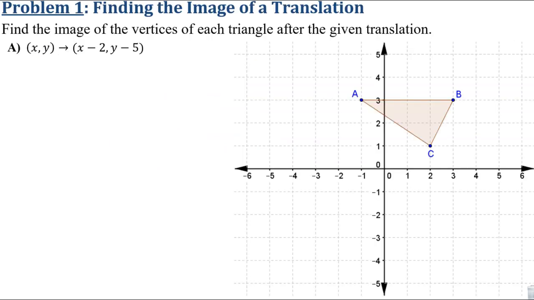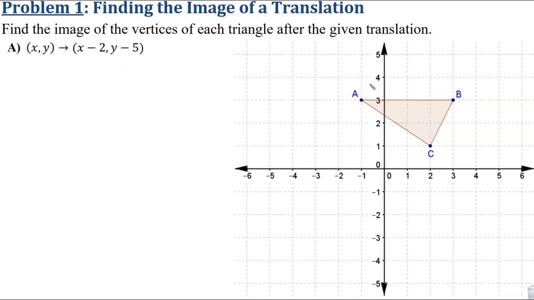So let's make some translations happen. Problem 1 says find the image of the vertices of each triangle after the given translation. Okay, so I have a triangle. Now, transformation vocab in general, I'm starting with the pre-image, and I want to come up with the image, the new image, after my transformation. Okay, and the way we'll describe translation rules is like this. We'll say that a set of coordinates, x, y, gets mapped to x minus 2, y minus 5. That means take each of the original x and y coordinates, and subtract 2 from the x and 5 from the y.